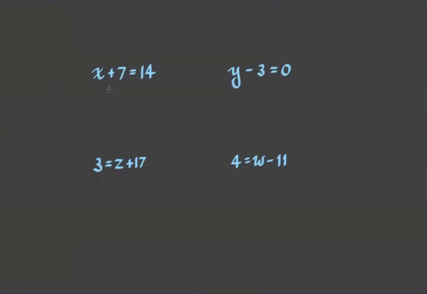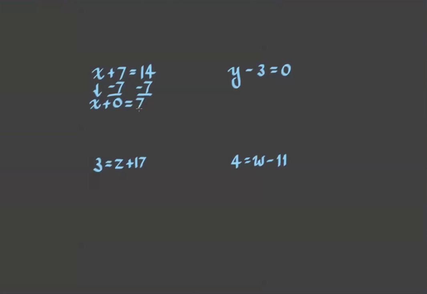Hello everybody, let's take a moment to practice what we've just learned. In order to isolate our variable x, we need to move 7 to the other side of the equation. We do that by adding its inverse, negative 7, to both sides. Negative 7 and positive 7 give us 0. We bring down our x.